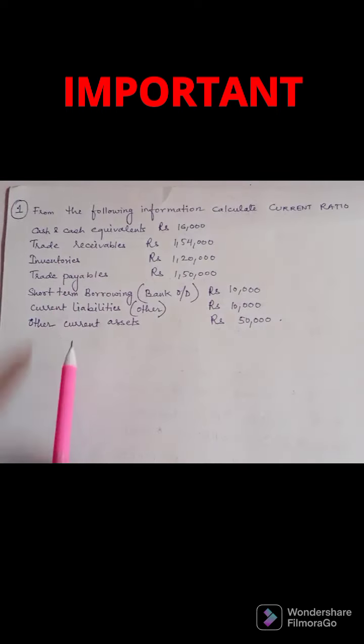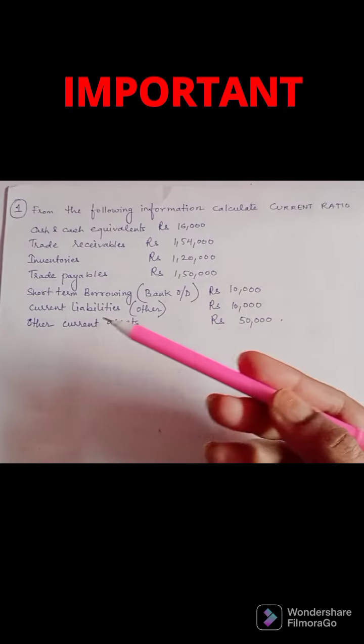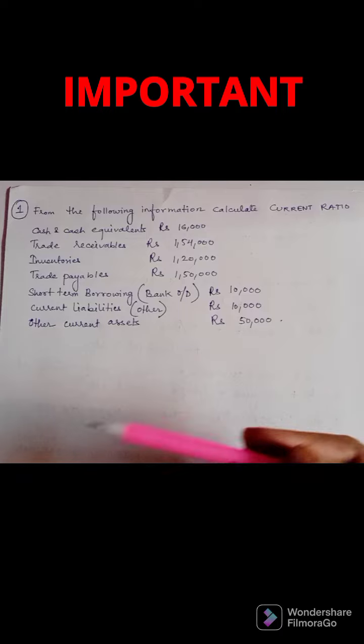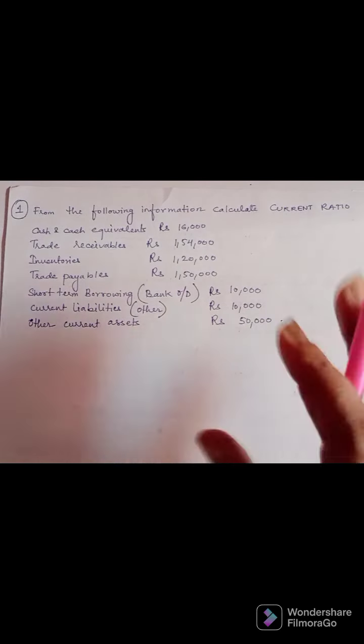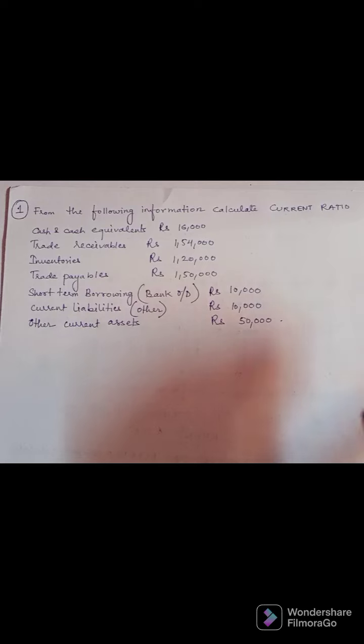In this sum, you see that certain assets and liabilities have been given to you, and the question is that you will have to calculate your current ratio. I will show it stepwise so that I can also tell you where students make a mistake and where there is a chance of losing out your marks. Okay, it's very easy to get marks and equally easy to lose marks for not being very careful.